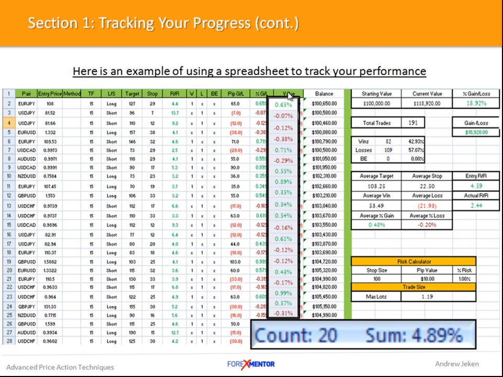And you can see I've highlighted this, and for the first 20 trades, okay, 1 through to 20, we've got a sum of 4.89%. Okay, so here again we're working in percentage, we're not working in pips. You can add the pips up as well. You know, it depends how you want to track your progress, but on an industry standard, we deal with percentage, okay, not dollars and cents or pips.